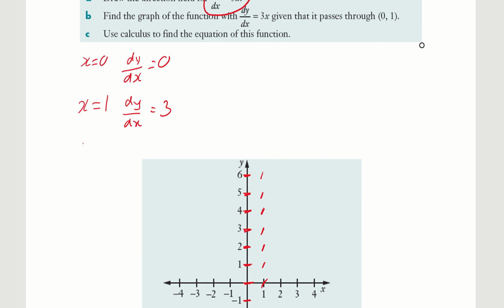Then you do the same thing. What about x equals 2? Well, dy/dx is going to be 6, so it's going to be quite steep, which gives you a forecast into the future that every single x value we increase by, our gradient is going to get steeper and steeper every single time, closer and closer to being a vertical line, but never becoming one. The same thing happens when we sub in negatives. If I sub in -1, I'm going to get a gradient of -3. And that's how we construct our slope field.